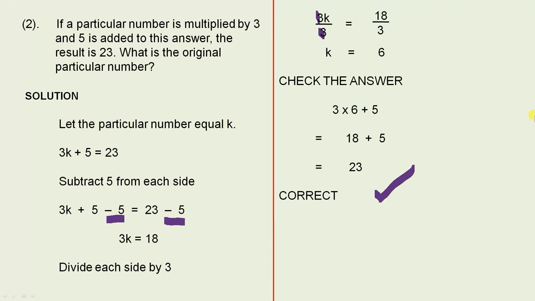So this video has introduced us to the idea of using equations to solve problems. And there are some basic rules to follow. And if we do that and have enough practice, we should become very confident with this procedure.